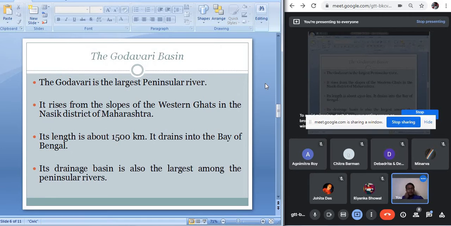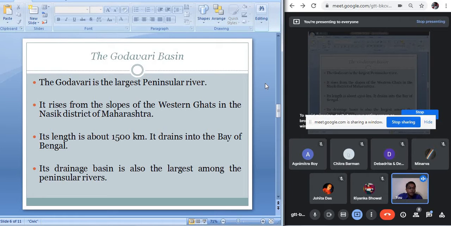Now the east flowing peninsular rivers basically include the Godavari river, the Mahanadi, the Krishna and the Kaveri. That means we can say that the major peninsular rivers, the large peninsular rivers, are the east flowing rivers. Most of the large peninsular rivers are east flowing.